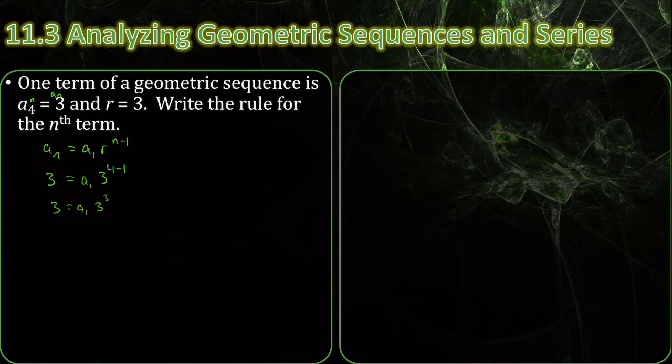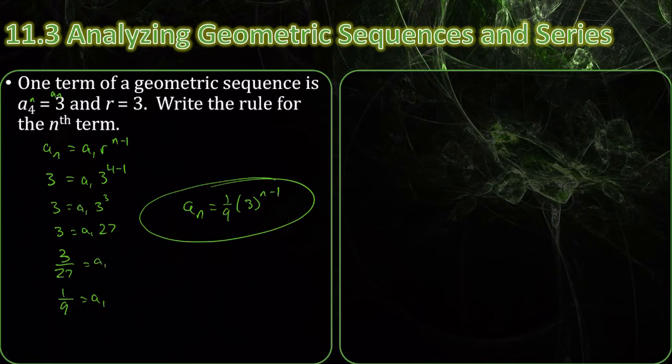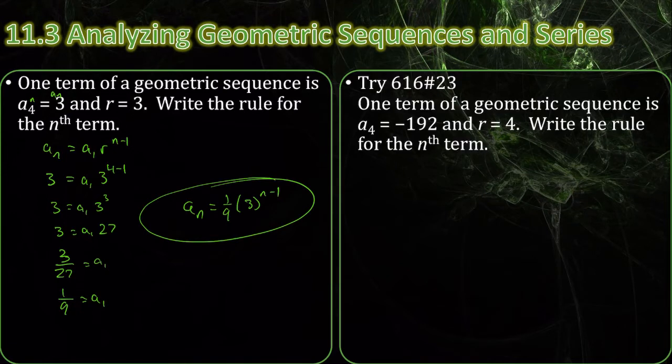This would be 3 cubed, which is 27. Divide by the 27, and we're going to reduce that to be 1 over 9. So, a_n equals a_1 times r to the n minus 1. Why don't you try number 23? You're done. You should have a_n equals negative 3 for the n minus 1.